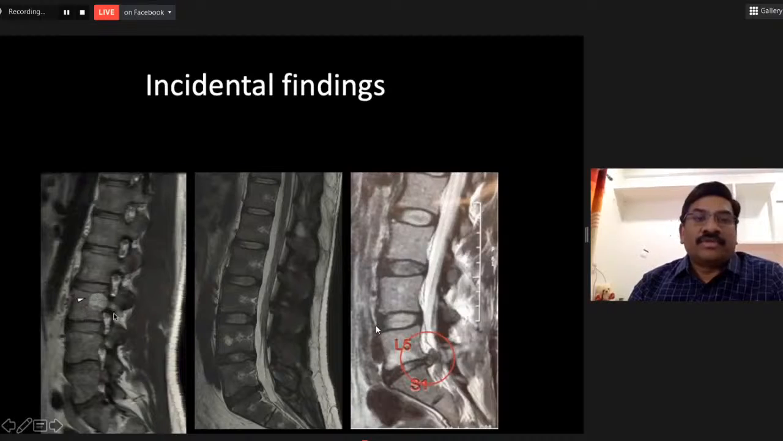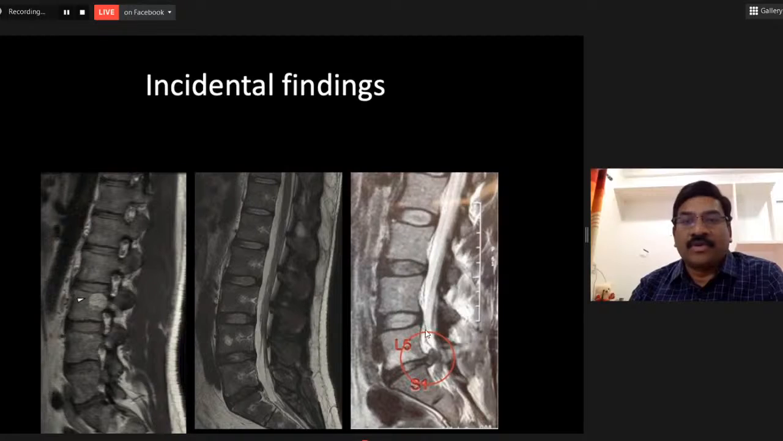The first image shows a circular hyperintense lesion in the vertebral body. The examiner may ask, what is this tumor? What could be the pathology? Is it the contributing factor for the pain? So these are hemangiomas, which are incidental findings. Most of the times they are innocent, they don't contribute.